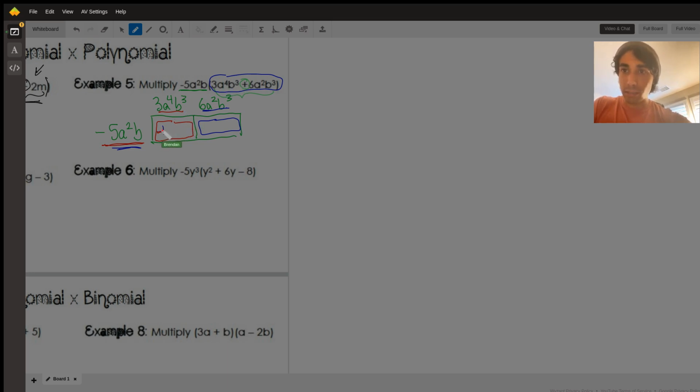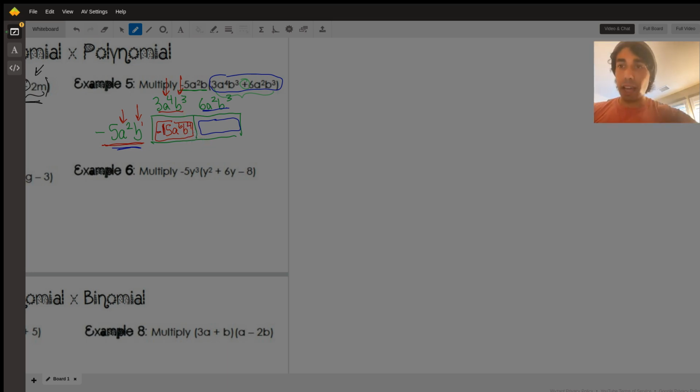Let's switch to red. -15. And then again, multiply each letter only by its own letter. So the a to the power 2, a to the power 4. Add the exponents. A to the power 6. Same thing with the b's. There's your invisible 1, b to the power 1, b to the power 3. You're going to add those exponents, b power 4.